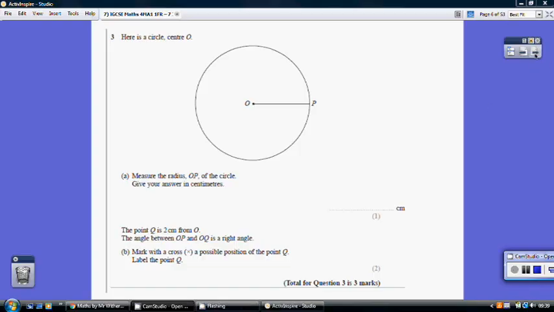Question 3, part A. We just need to measure that with a ruler. So the measurement from O to P is 3.5 centimeters.